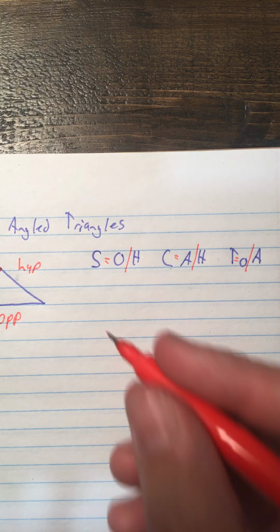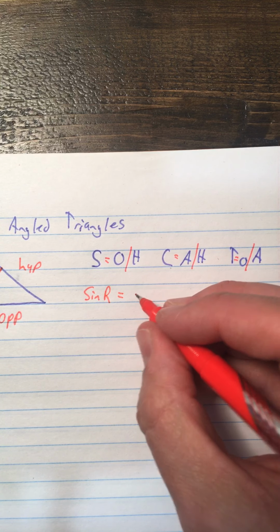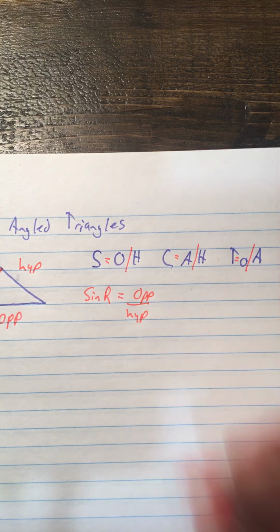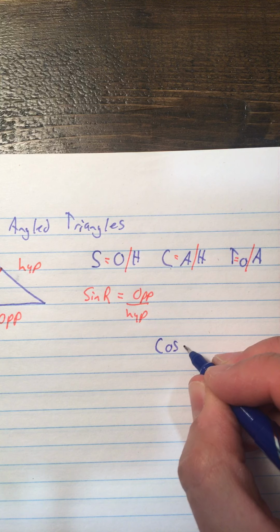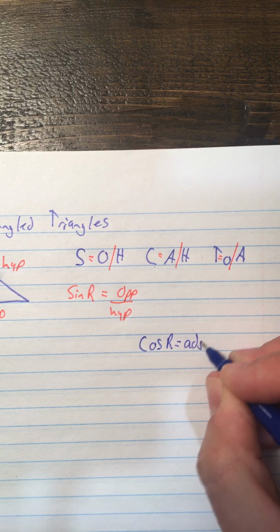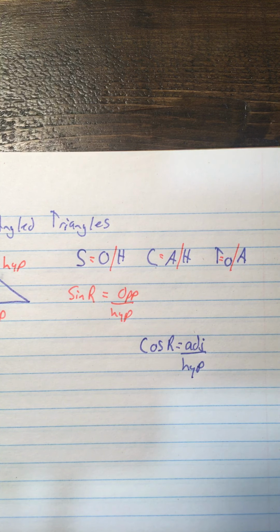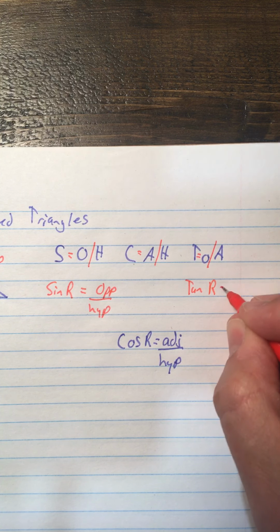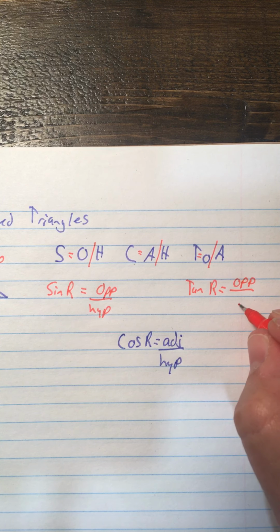Okay, so sine of my reference angle is equal to my opposite over my hypotenuse. Cosine of my reference angle is equal to my adjacent over my hypotenuse, and tangent of my reference angle is equal to the opposite over the adjacent.